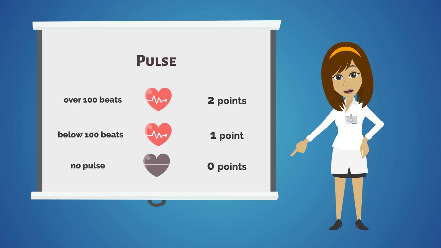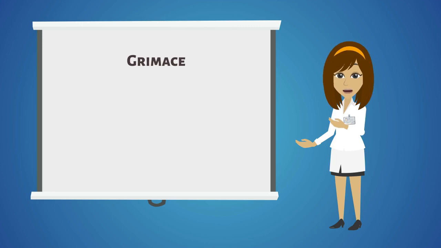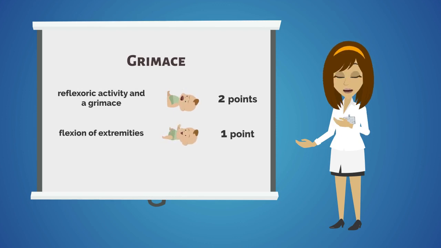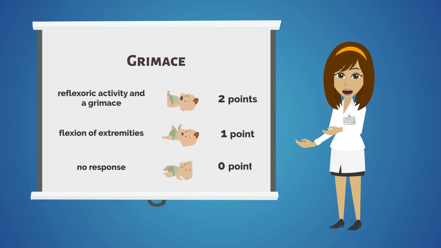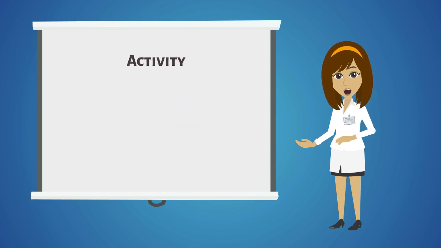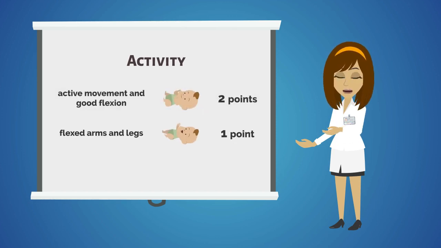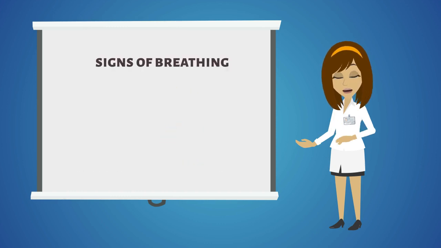consideration for this category. 2 points are given if the child has reflex activity and a grimace, cough, or sneeze is observed. 1 point is recorded for some flexion of the extremities and some grimace, and 0 for no response. To assess activity, you look at the overall muscle tone and the flexion of the extremities. For active movement and good flexion, 2 points are recorded. 1 for flexed arms and legs, and 0 for no movement.